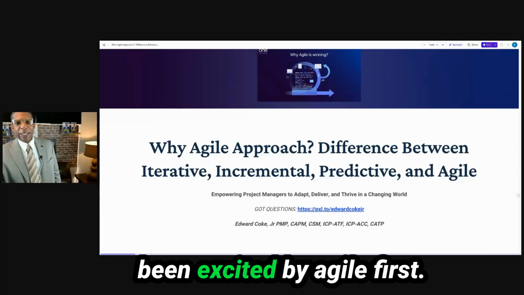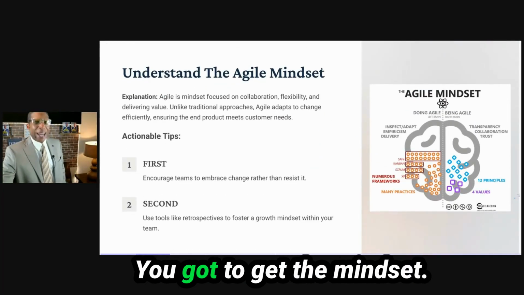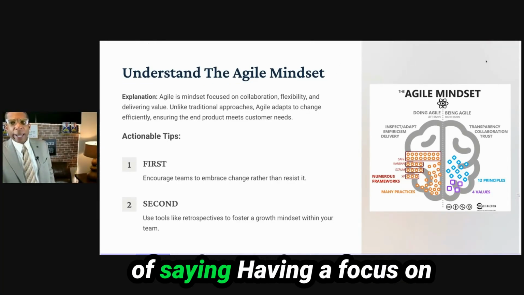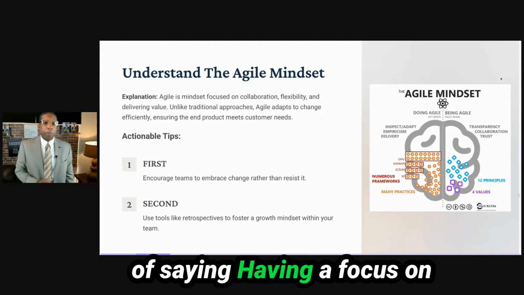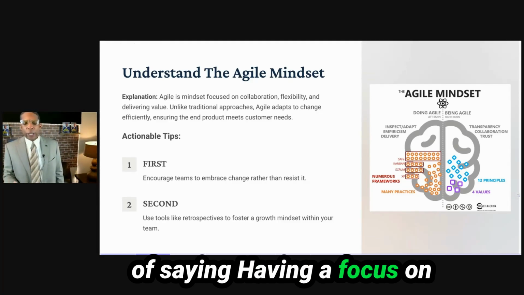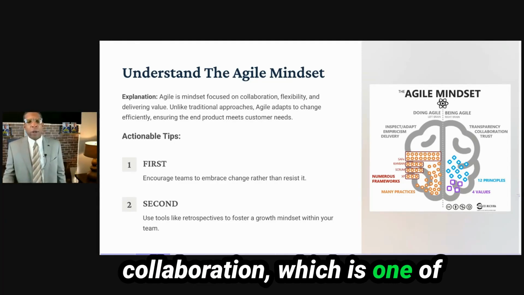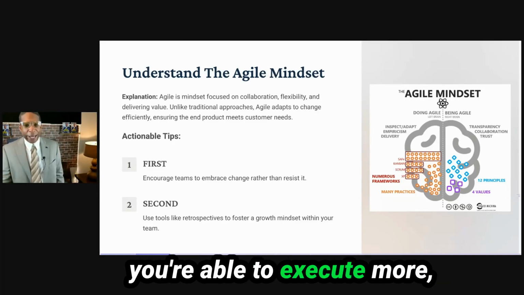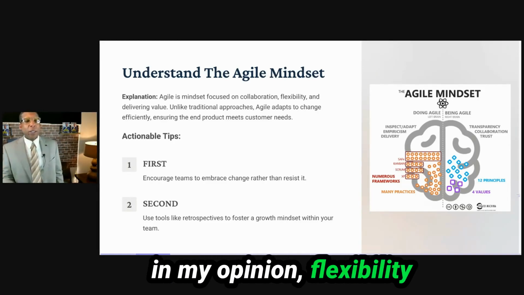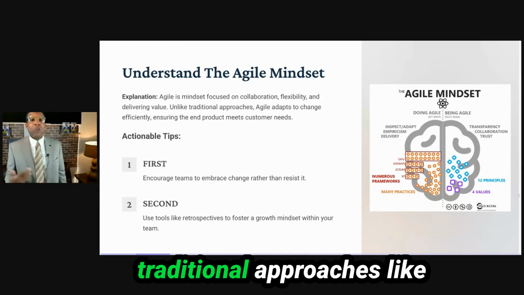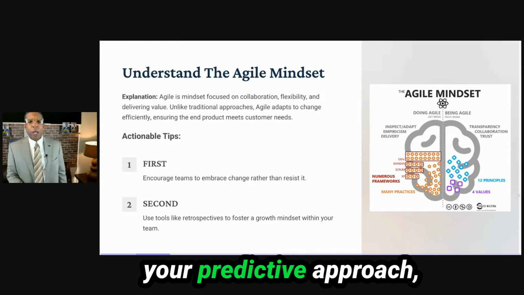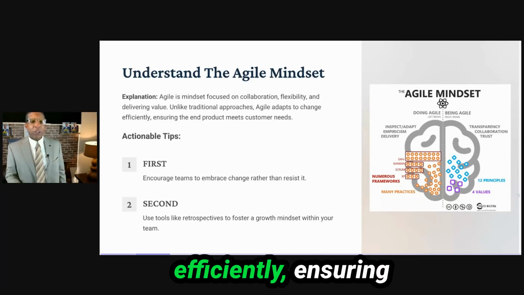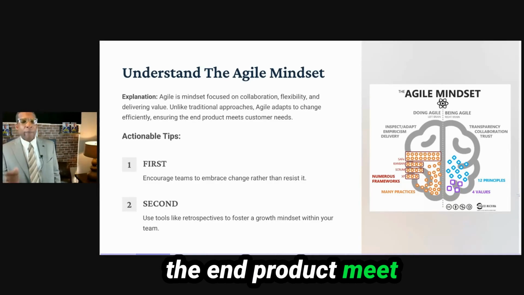I know you guys have been excited about agile. First, you've got to get the mindset. The mindset is having a focus on collaboration, which is one of my favorite things to do with a team, because you're able to execute more, in my opinion. Flexibility and delivering value. Unlike traditional approaches like your predictive approach, meaning waterfall, Agile adapts to changes efficiently, ensuring the end product meets the customer needs.